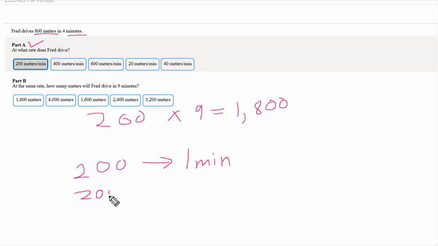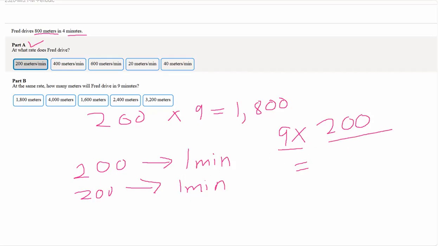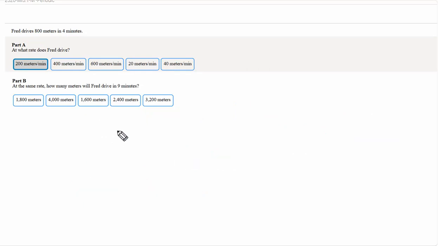Then another 200 was covered in 1 minute. So this kept happening for 9 minutes. You have to keep on adding till you reach 9 minutes. So 9 times 200. Because remember, multiplication is what? You're repeating one number over and over again, and you multiply the number by how many times it is being repeated.